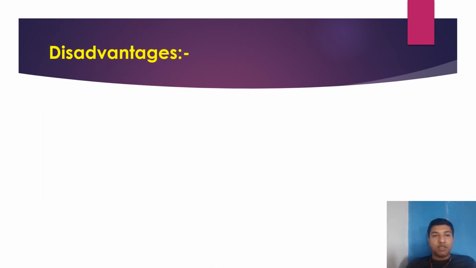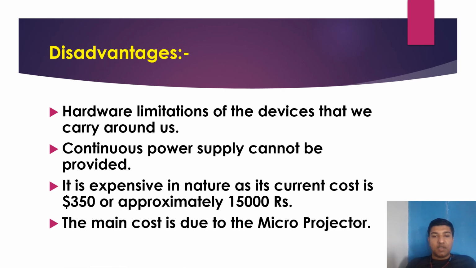Now let's see the disadvantages of using this system. First, the hardware devices that we are using are very difficult to carry around, and continuous power supply cannot be provided. It is also expensive in nature, as its current cost is $350 or approximately 15,000 rupees. The main cost is due to the micro projector, because everything that we capture is moved to the mobile computing device and lastly transferred to the micro projector, and then we can show everything. So it is very costly.